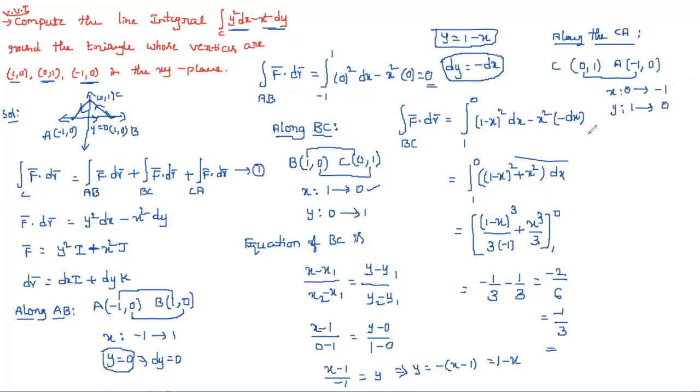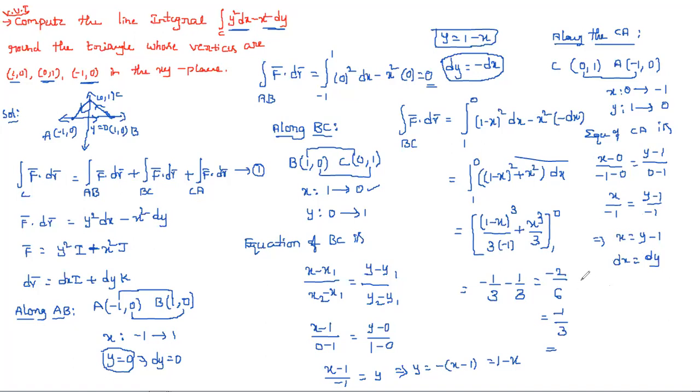So same as before, you have to find the equation of CA. The equation of CA is (x minus x1) by (x2 minus x1), which is 0 by, equal to (y minus y1) by (y2 minus y1). So simply we get x by minus 1 is equal to (y minus 1) by minus 1. So you can write x is equal to y minus 1. Here I'm going to convert x in terms of y. If you want, you can convert y in terms of x, that's up to you. So dx is equal to dy, since the derivative of y is dy.